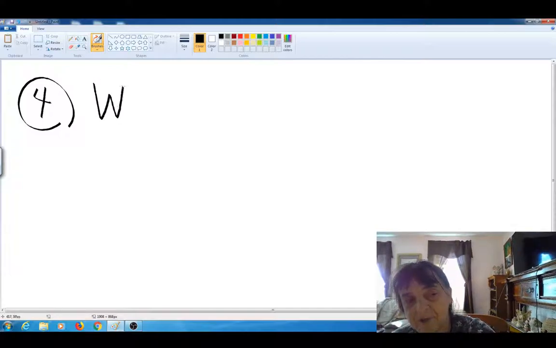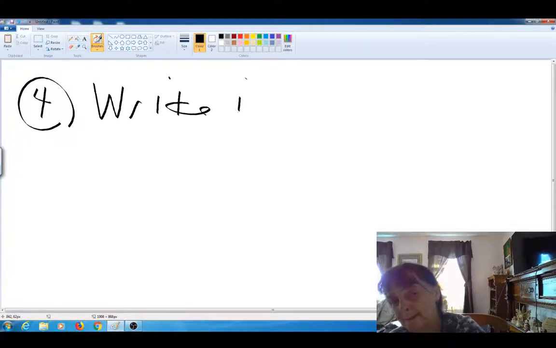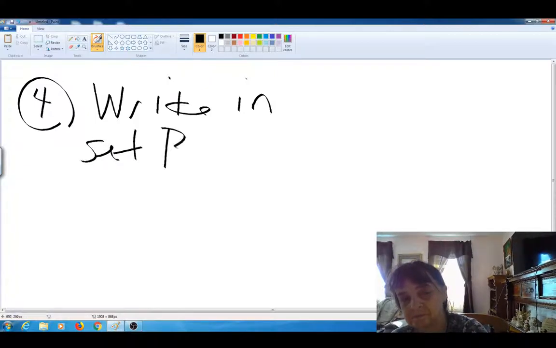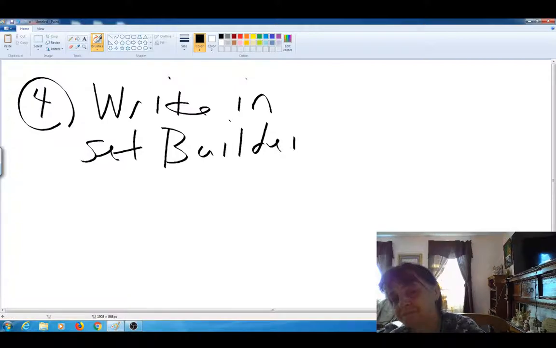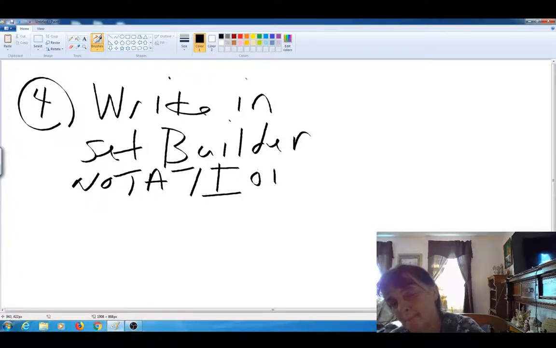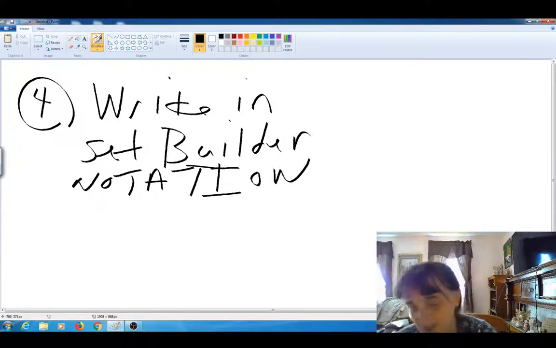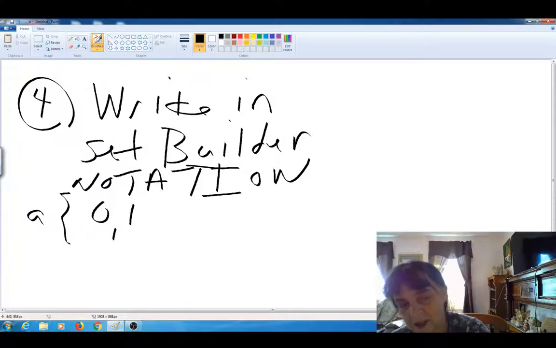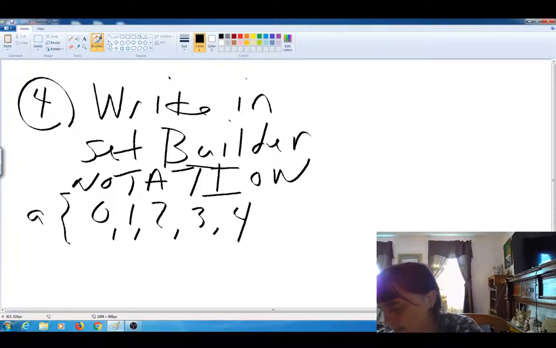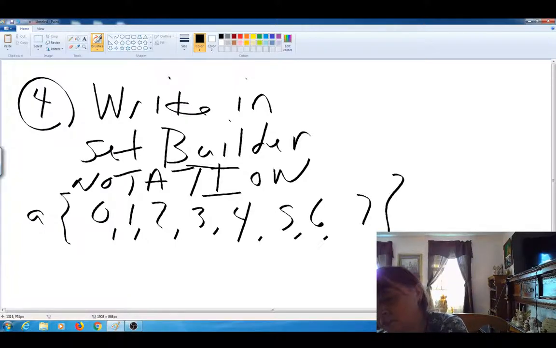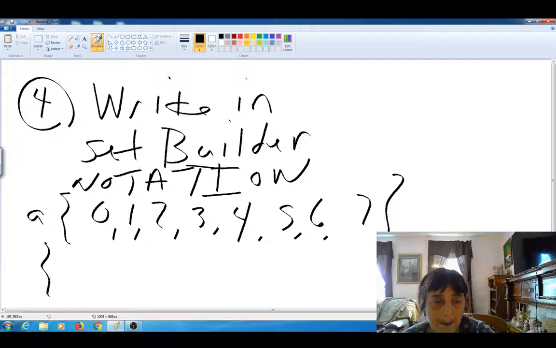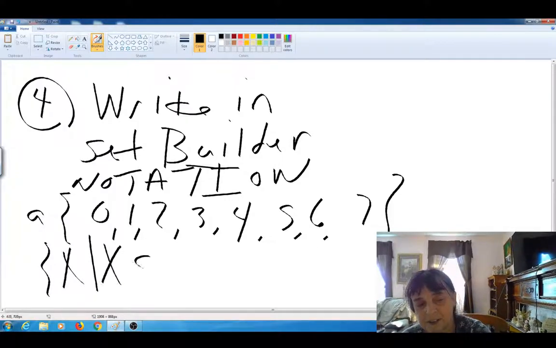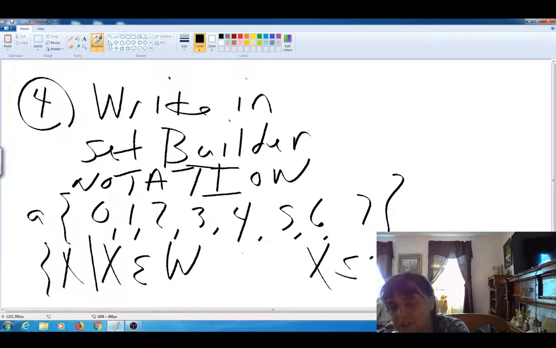Okay, write in set builder notation. You have the set 0, 1, 2, 3, 4, 5, 6, 7. Okay, that's the set of whole numbers, the set of elements x, such that x is an element of the whole numbers, and x is less than or equal to 7, and x is greater than or equal to 0.